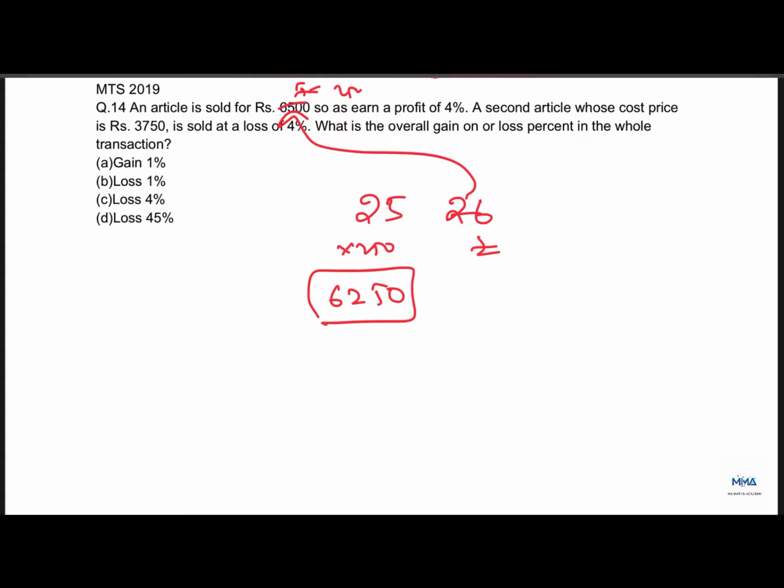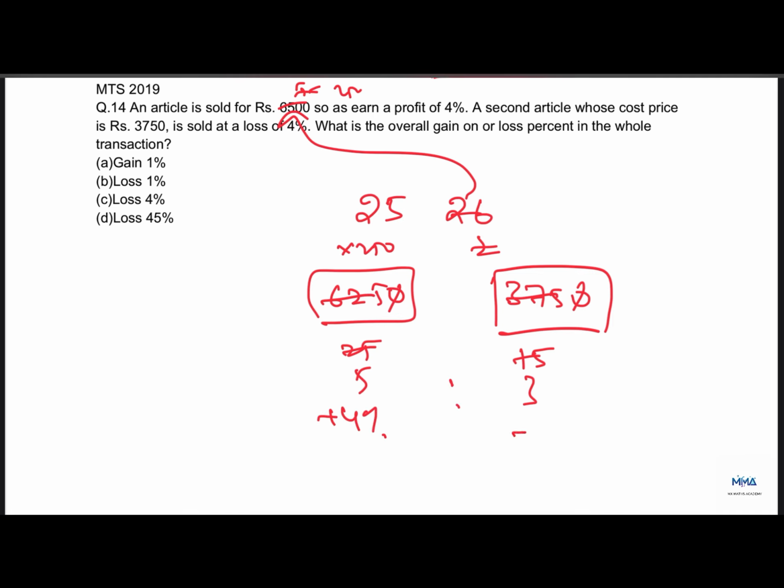And for the second article, the CP is 3750. Instead of finding out individual profits and then dividing it by the sum, it is better to find the ratio of these two and then find the average profit or the loss percentage. So if you find out the ratio of these two, this is 25 25s and this is 25 15s. Okay, 25, 5 5s, 5 3s. So this is sold at a profit of 4% and this at a loss of 4%. So the resultant profit or loss is going to be 20 minus 12 by 8. This is 1% profit.